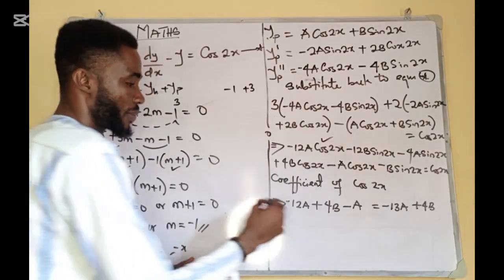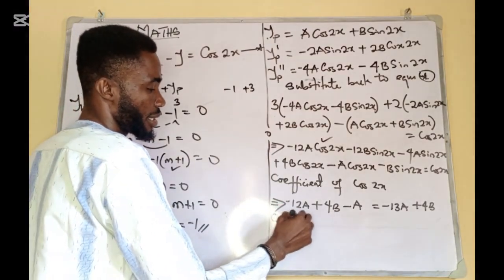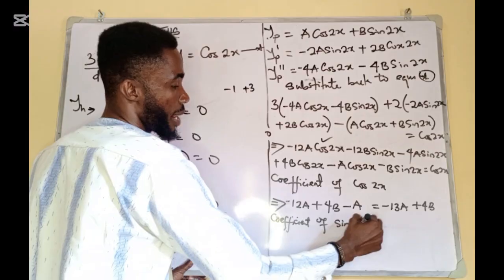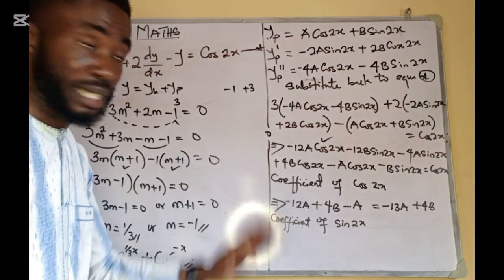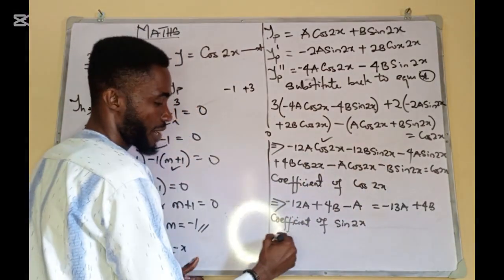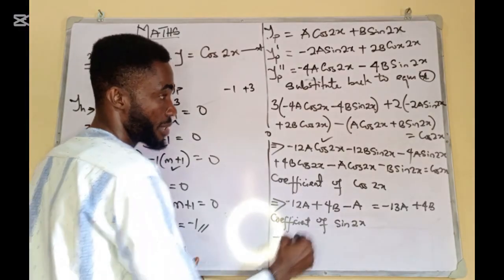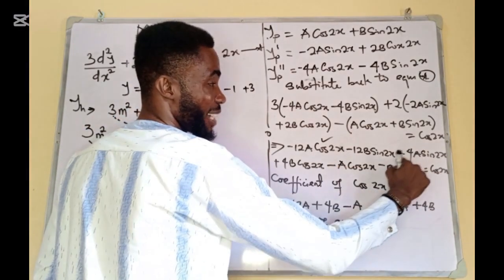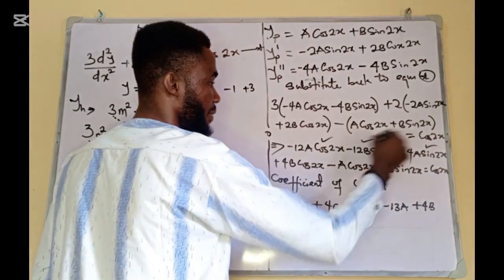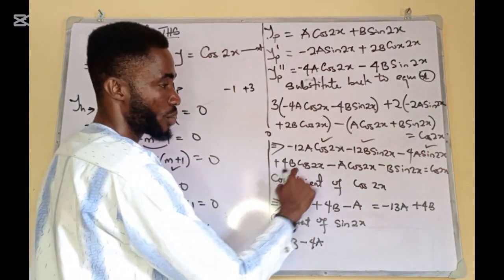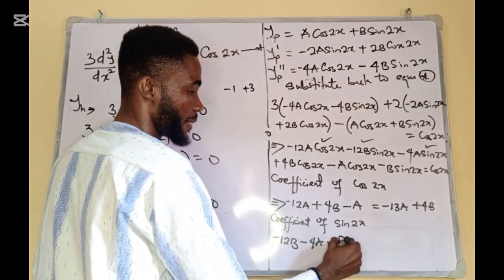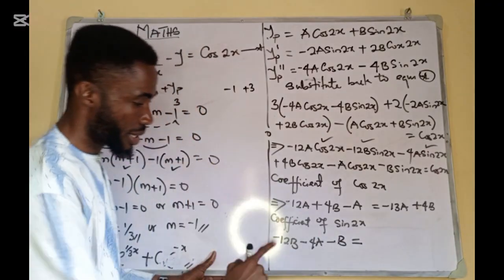Now let's get the coefficient of sine 2x. Guys, we want to get the coefficient of sine 2x now. From this very guy here, you see this place, we have minus 12b, right? Here we have another sine, minus 4a. So we've done this one. Let's come here. Do you have sine here? No. Do you have sine here? We have minus b.